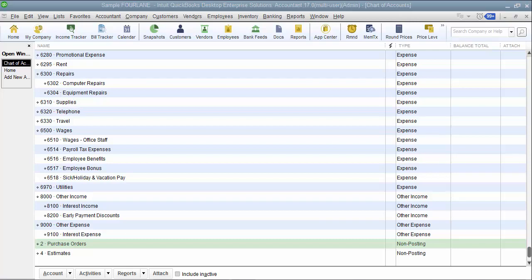Okay, now you can have a better idea of how to set up your accounts in QuickBooks.